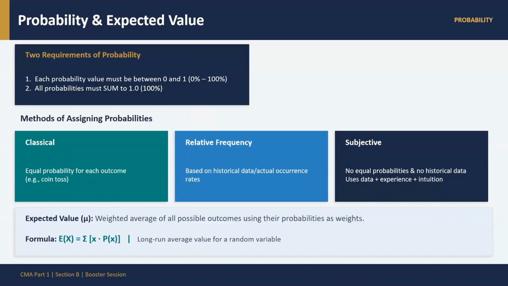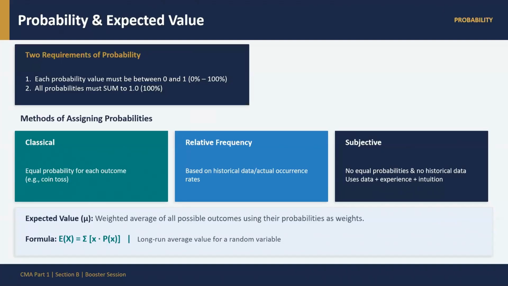Then comes the relative frequency method. In the relative frequency method, rather than blindly allotting the probabilities equally, we base it on our historical data and the actual occurrence rates. So here we will analyze the historical data, to see which outcomes are most probably occurring. For them, you will give a slightly higher probability. And for the others, you will give a lower probability based on your historical experience.